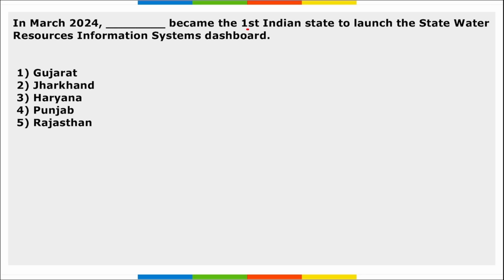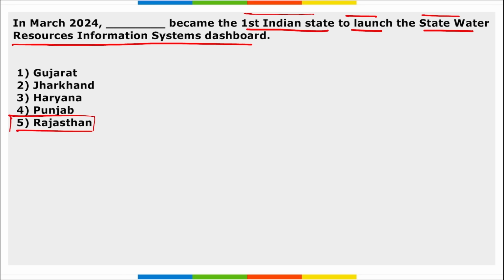Next, in March, dash became the first Indian state to launch the State Water Resource Information Systems dashboard. It is Rajasthan. Right? Rajasthan became the first Indian state to launch State Water Resource Information Systems dashboard. Correct? The portal was developed by the Department of Water Resources under the National Hydrology Project, and the portal offers real-time information about water availability, which will benefit farmers in planning their crop cycles and irrigation.